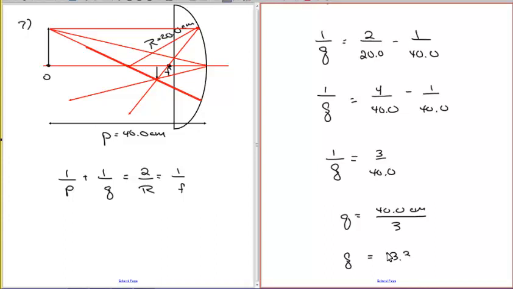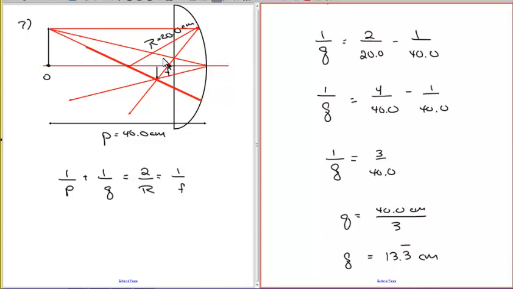13.3 centimeters, which is where we expect it to be. This is 10, this is 20, that's 40. So 13.3 looks perfect. Okay. So that's the position of our image, which is on the same side as our object.